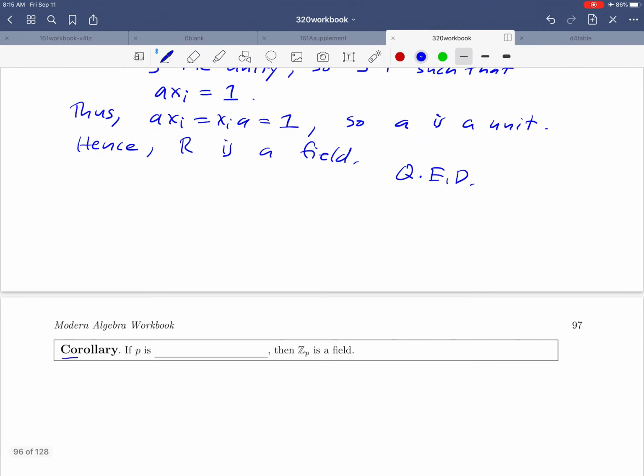There's a nice corollary to this theorem. It says this: if p is prime, then Zp is a field. I'm not going to go through the proof of this. I'm going to ask you instead just to think about the proof and then to maybe give it a read. You'll see the proof in the written notes. It really follows from this theorem that we just proved.